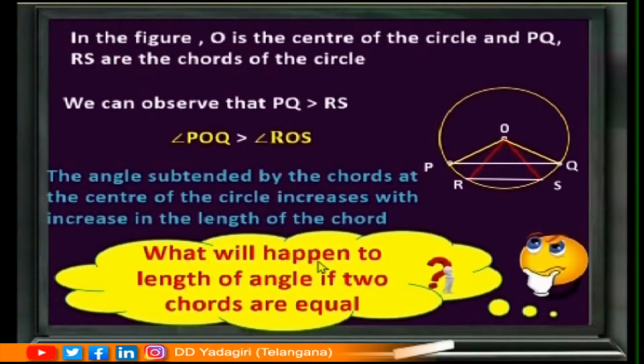So, here what we have observed is that the angle subtended by the chords at the center of the circle increases with the increase in the length of the chord. If the length of the chord is increasing, the angle is also increasing. If the length of the chord is decreasing, the angle is also decreasing.